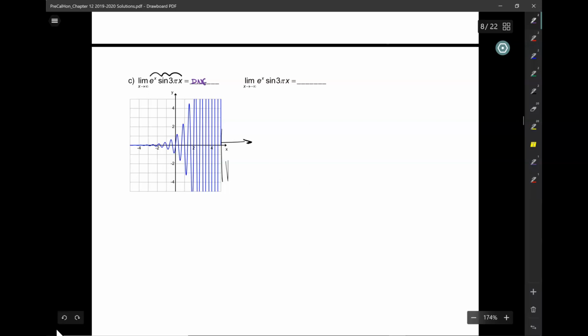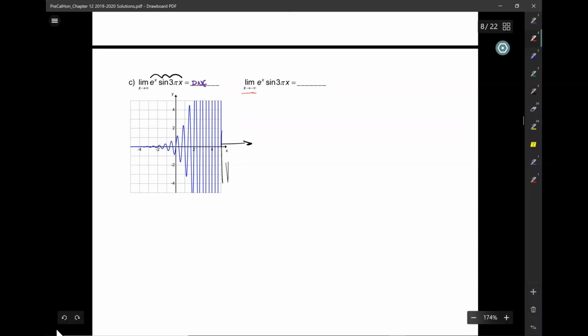Now, look at the opposite side though. What happens to the limit of this function as x approaches negative infinity? Now, if I move over this way, what's happening to the graph? What y value is it approaching? It looks like it's flatlining, right? To y equals 0. So we say the limit from that side is 0.